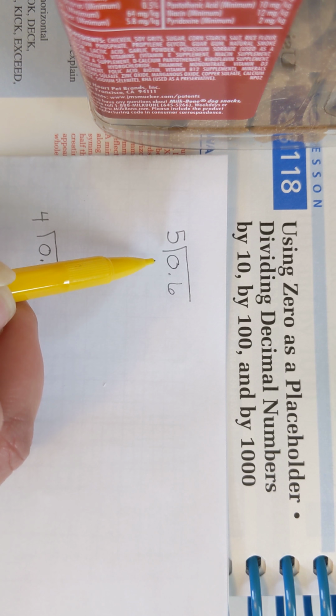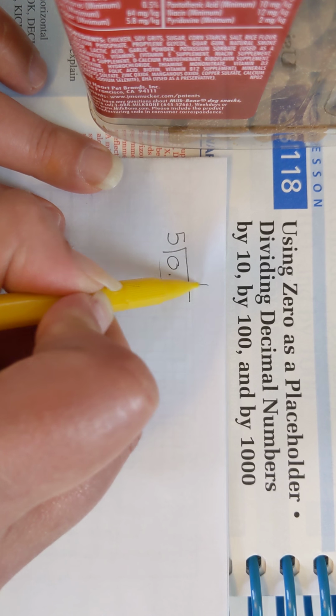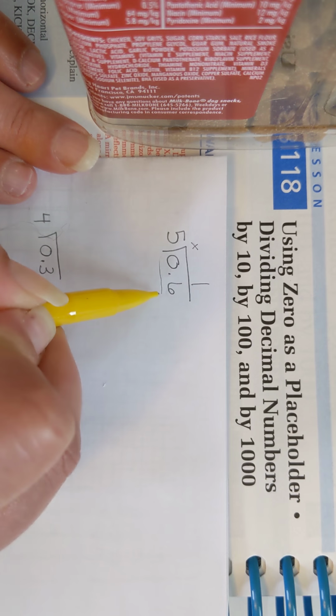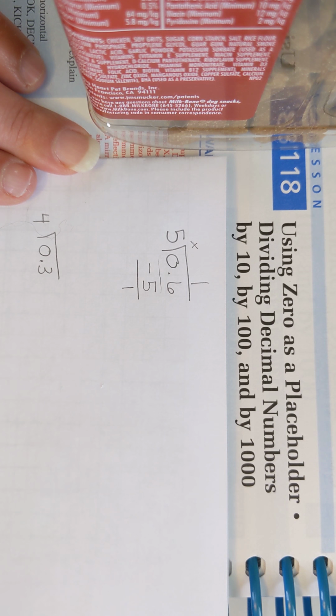So I would say 5 goes into 0. How many times? It doesn't. 5 goes into 6. How many times? It goes in 1 time. 1 times 5 is 5. I'll subtract, and I have a 1. Okay? I don't have anything to bring down.